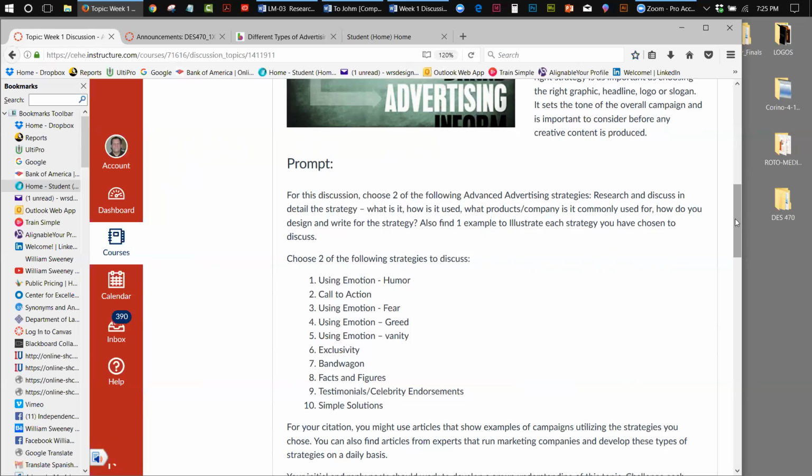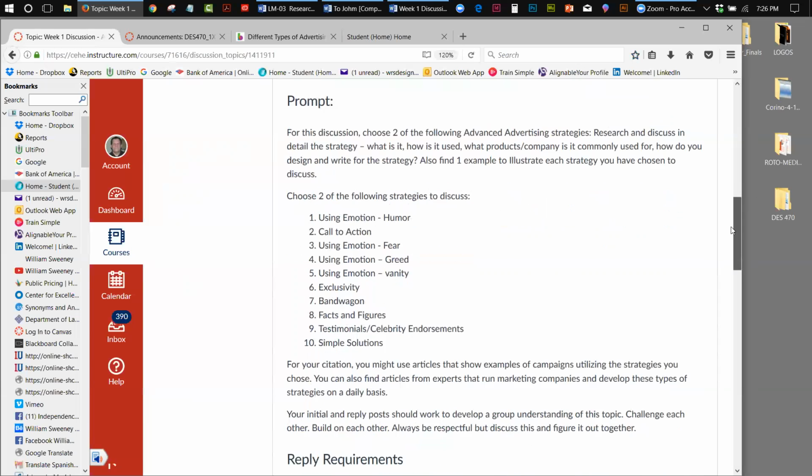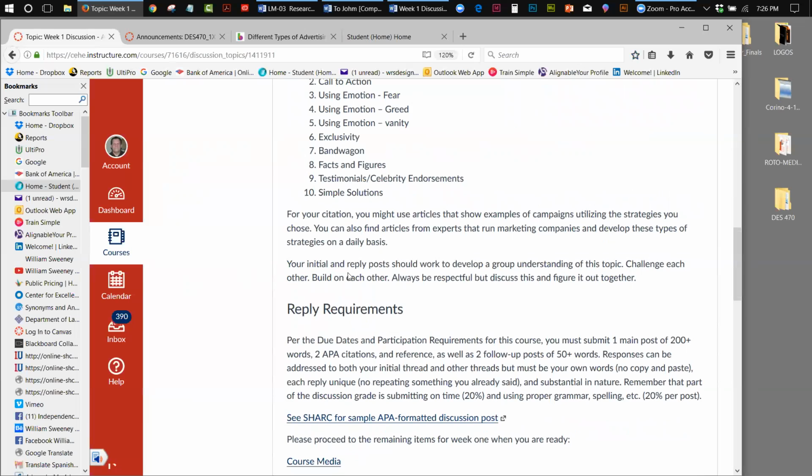For your citation, let's put it this way. Any one of the ones that I've supplied you with, if you decide to use any of the information out of any of the three that I've shown you here, you could certainly cite those, and there would be your citation. But for your citation, you must use articles that show examples of campaigns utilizing the strategies you chose. You can also find articles from experts that run marketing companies and develop these types of strategies on a daily basis. Your initial and reply post should work to develop a group understanding of the topic.